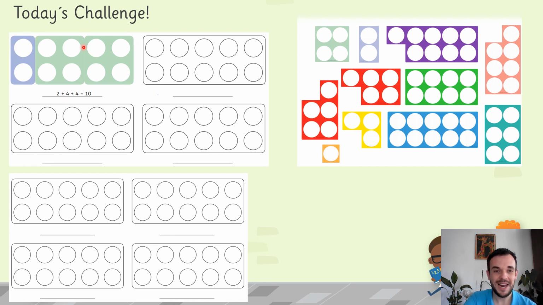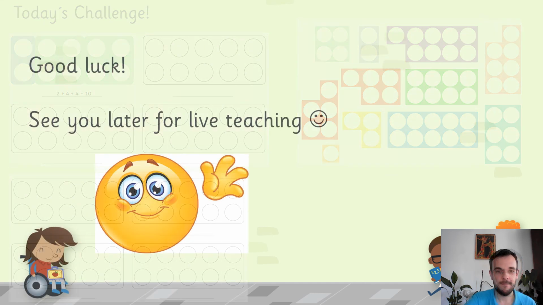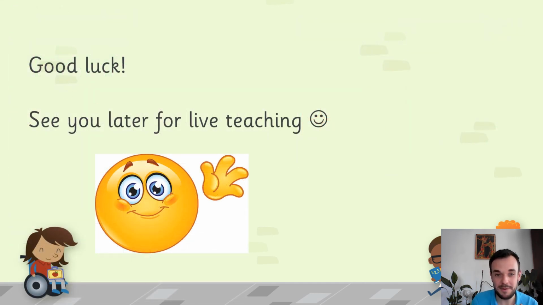We've got 2, 4 and 4. 2, 4 and 4 make 10, and underneath they've written the number sentence 2 add 4 add 4 equals 10. Maybe you could put 5 and 5, or maybe you could do 3 add 3 add 3 add 1. I'm going to leave it completely up to you, but you need to stick them carefully on top of these templates to make the number 10. I wonder how many different ways you can think of. I know you can do it because you are maths geniuses.